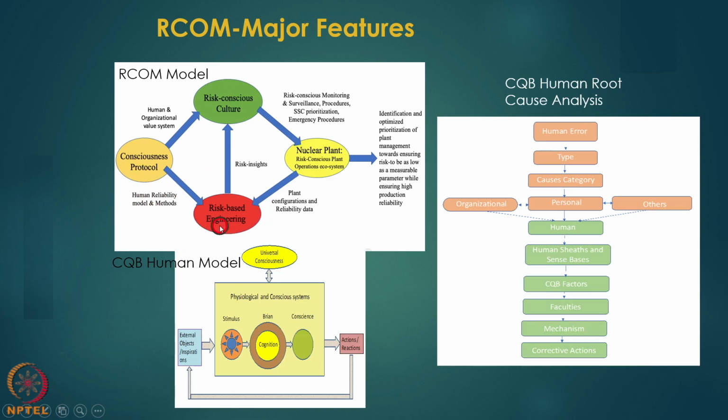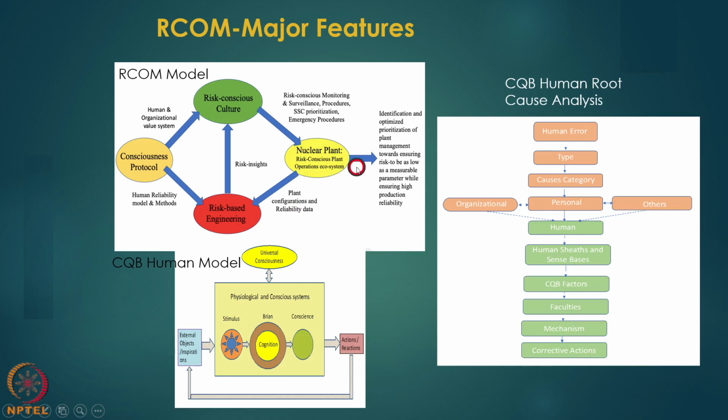And then we have the risk model of risk-based engineering. So deterministic, probabilistic, everything comes here, and it goes into the consciousness model and risk conscious culture. It provides the foundation for risk conscious culture. So we have risk, and finally it goes into the nuclear plant or whatever plant we are doing. I have given the example of a nuclear plant because my background is in nuclear. It could be any industry for that matter.